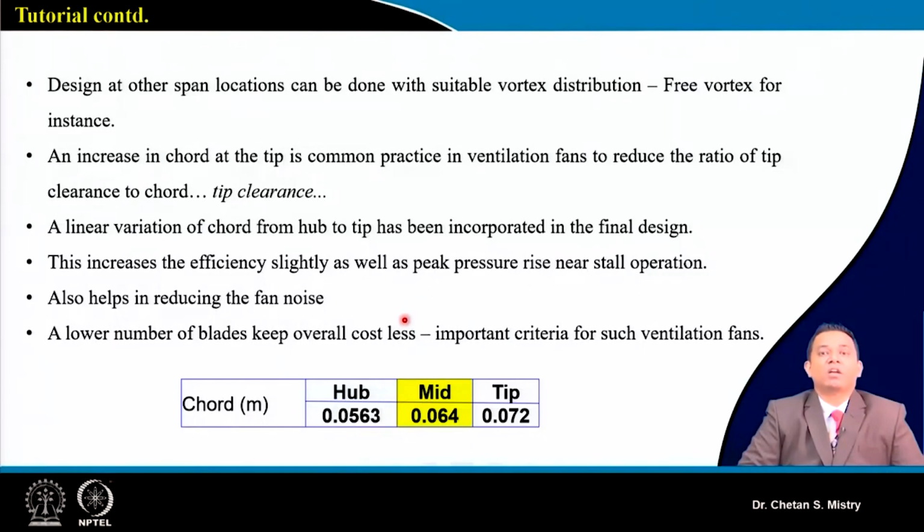That's what is being done by using CFD tool. But at this moment we are considering the variation of chord from hub to tip. So here if you look at the hub, at the mid station we have done our calculation for the chord, and that is coming to 0.064, and we will be varying it linearly from hub to tip. That is representing the variation of the chord length from hub to tip region.